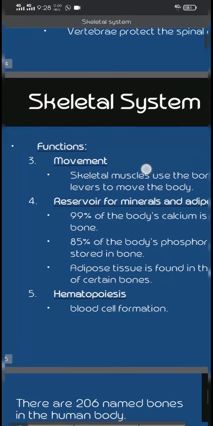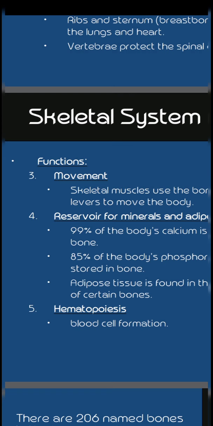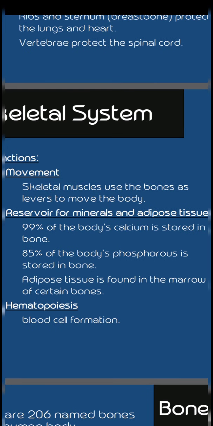Other functions of the bone is movement. So the bones along with muscles help in moving the different limbs, different parts of the body, and they act as levers while moving the body, such as the muscles and bones of limbs at knee joint, at hip joint, at wrist joint, at the elbow joint.